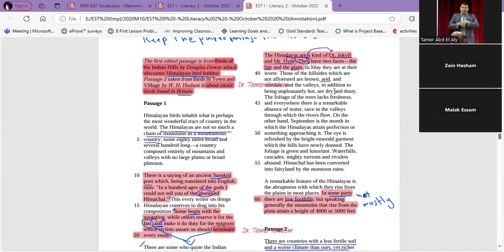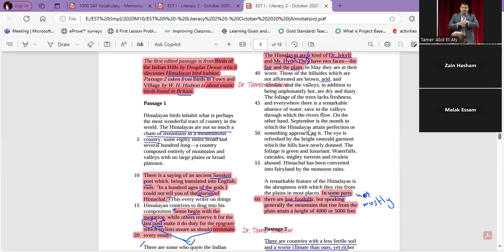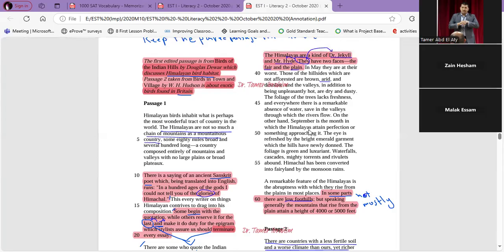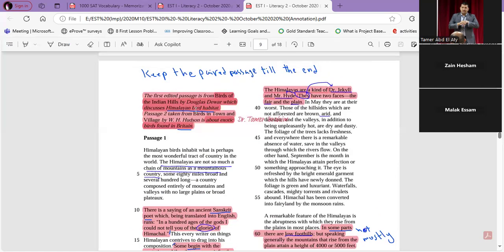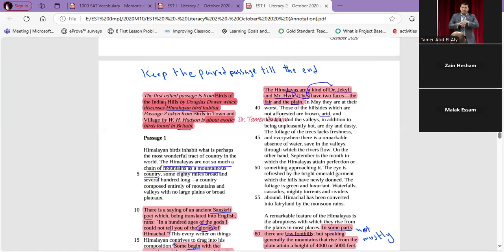So let's have a look here right now. I'm going to explain the one that you solved, because I have checked for you and you know your mistakes. So again, I'm going to read the blurb. The first passage is from Birds of the Indian Hills by Douglas Dwyer, which discusses Himalayan bird habitat. This is the passage that has two passages in it. So most of the tone skill, you're going to find it here.